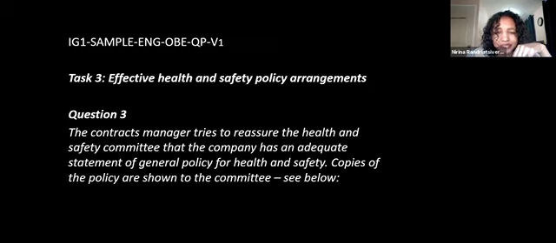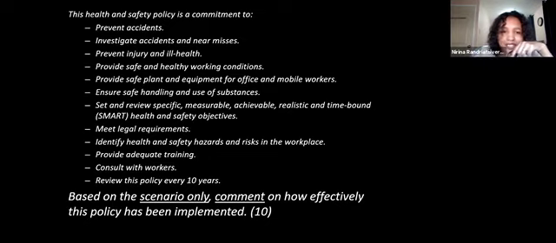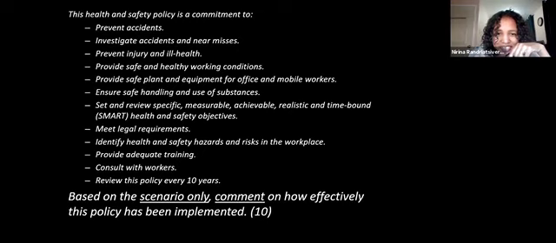So another question still about this comment. The question says, this is from the sample provided by NEBOSH. Task number 3, effective health and safety policy arrangements. Question number 3: the contract manager tries to reassure the health and safety committee that the company has an adequate statement of general policy for health and safety. Copies of the policy are shown to the committee, see below. So here's the policy. If you are on the e-learning platform, you should be familiar with this question.